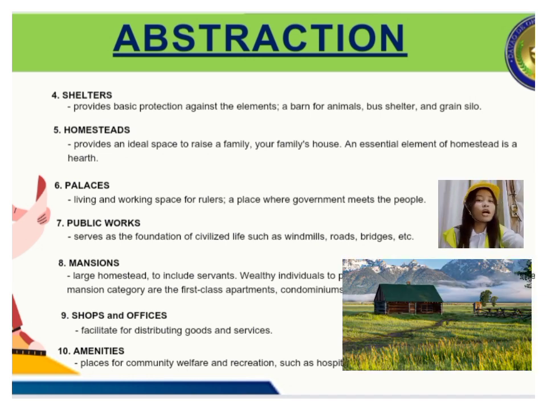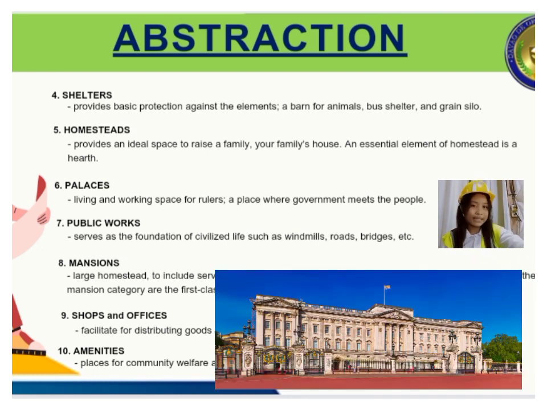Fifth is the homesteads. Homesteads provide an ideal space to raise a family, your family's house. An essential element of a homestead is the hearth. Sixth, we have the palaces. Palaces are the living and working space for rulers. Examples of these palaces are Buckingham Palace, Versailles, or the United States Capitol. This is the place where government meets the people.